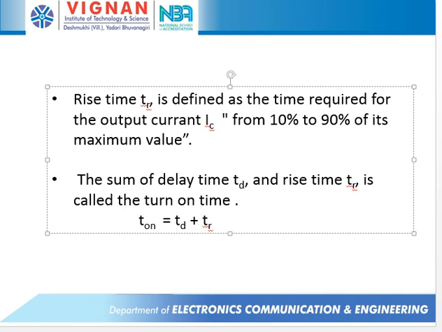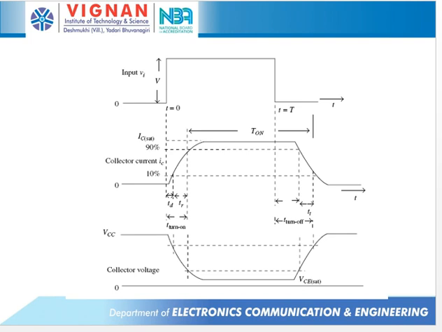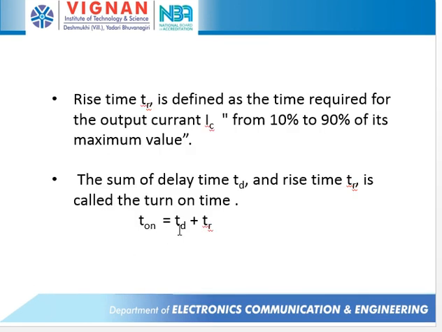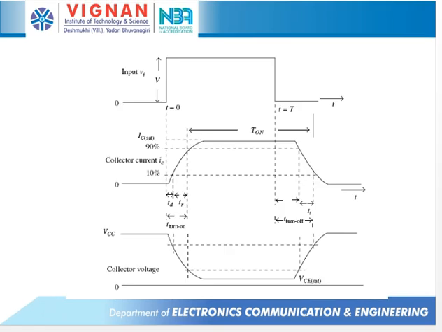So the total time will be considered as delay time plus rise time. You can observe here T on equals TD plus TR. The sum of the delay time and rise time is called the turn on time. And as we are maintaining our input at a constant potential, the collector current will also be constant.